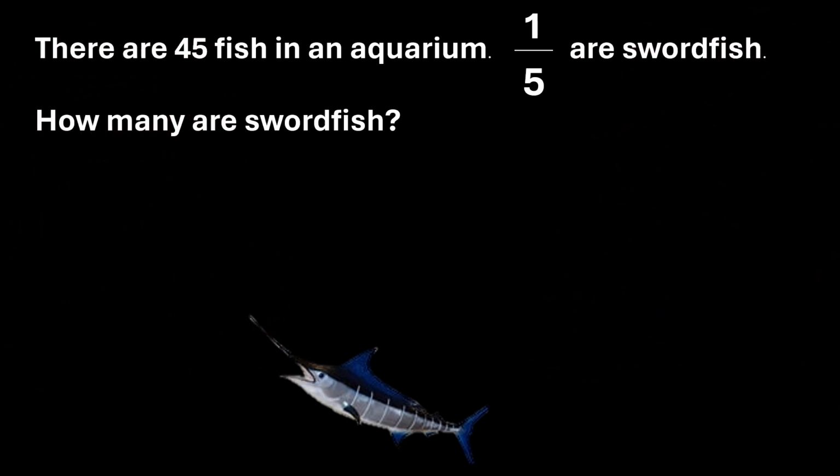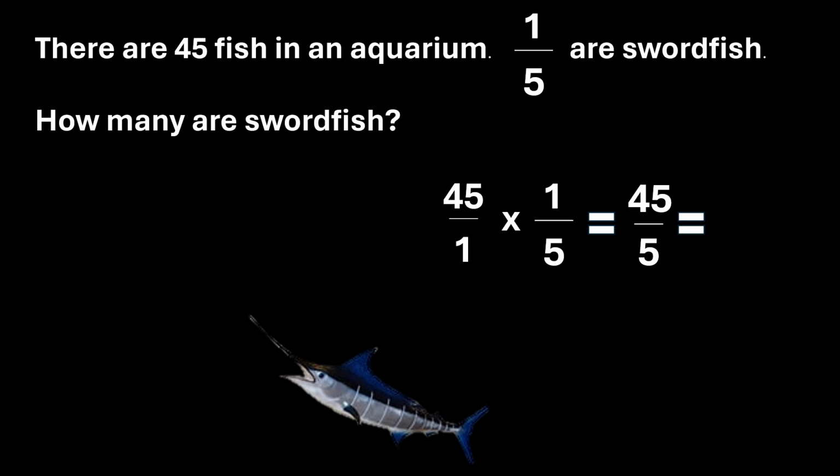There are 45 fish in an aquarium. 1/5 are swordfish. How many are swordfish? So here we'll take our 45 and turn it into a fraction by throwing a 1 under it. We'll multiply by 1/5. 45 times 1 is 45. 1 times 5 is 5. 5 is our greatest common factor. So once we divide 45 by 5, that'll give us 9 swordfish.